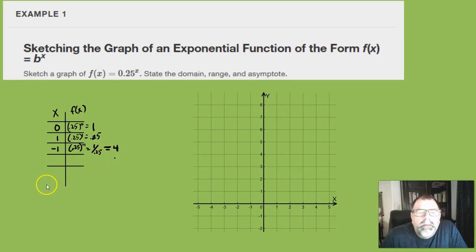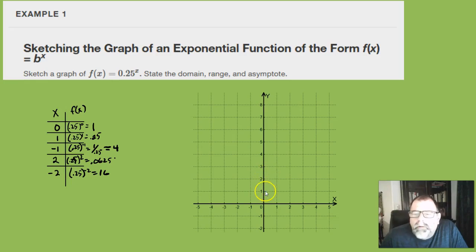And then if we can fit 2 and -2, 0.25 squared is 0.0625. And then if I did -2, that would be 16, right? Because it's the square of this one. And if you don't believe me, punch it in a calculator, you'll get 16.